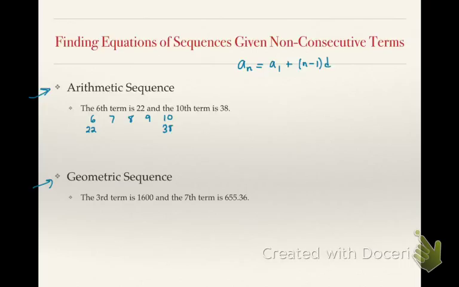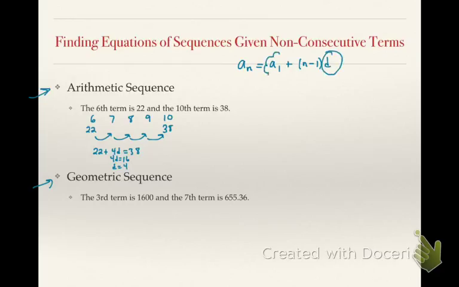In an arithmetic sequence, what you're doing is adding the same number to the previous term to get to the next term. So essentially I'm adding the common difference once, twice, 3 times, 4 times to get to the 10th term from the 6th term. What that allows me to do is to solve for the common difference. Starting at the 22, I'm adding 4 common differences to get to my 38. I can set up that equation: 22 plus 4d equals 38. Subtract 22, I get 4d is equal to 16, so the common difference in this case is going to be 4. I know one piece of information I need in the formula.